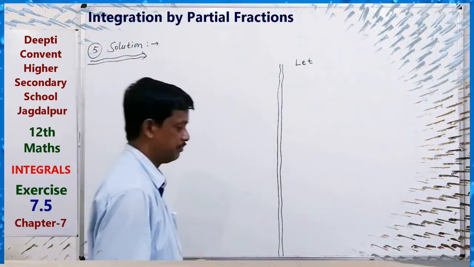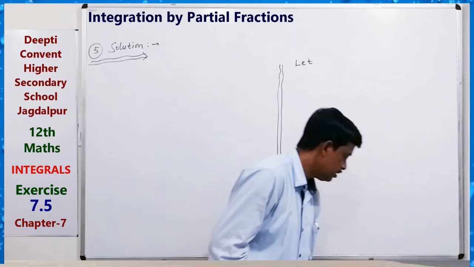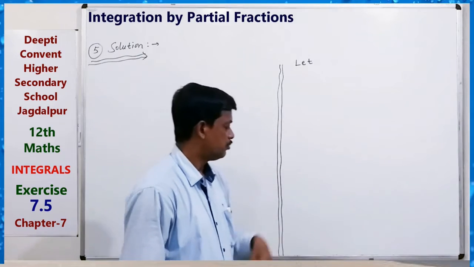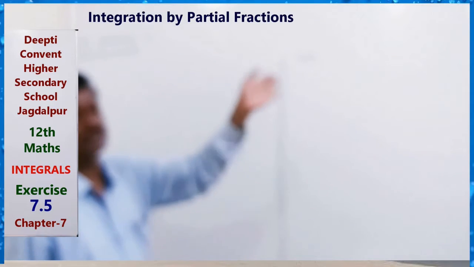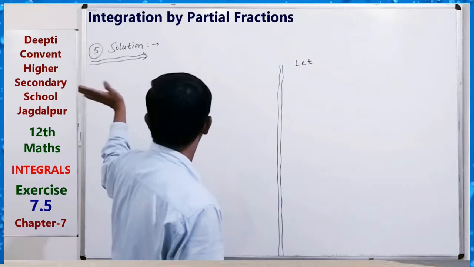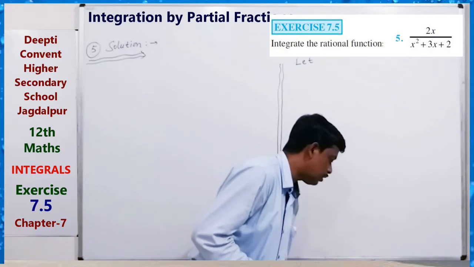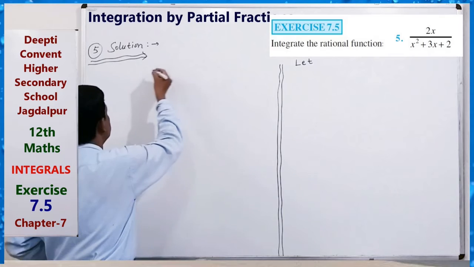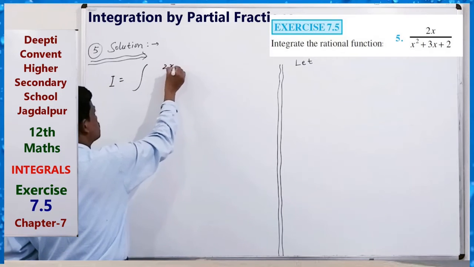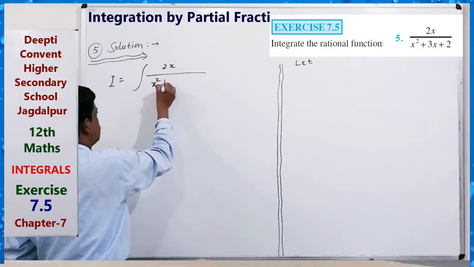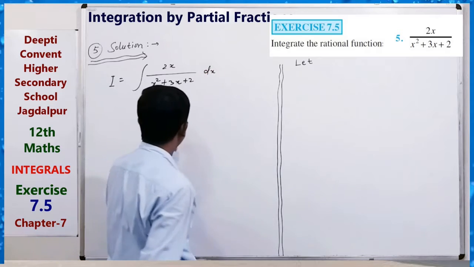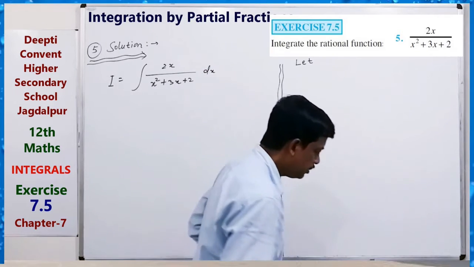Now take question 5, integration. Question 4 can also be solved easily, because there are linear factors, a single factor or 3 factors, just like question 3. Now take question 5: 2x upon x square plus 3x plus 2. Integral I equals the integral of 2x upon x square plus 3x plus 2.